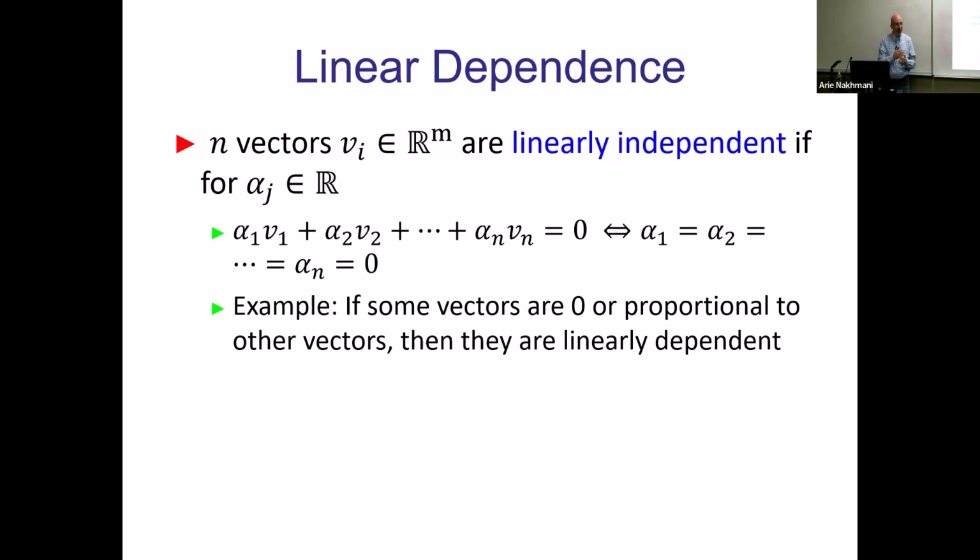Independence means that you cannot write any of the vectors in your group as a linear combination of other vectors in the group. Now, mathematically, you write it the following way. So practically any coefficient alpha 1 times your first vector plus alpha 2 times the second vector plus and so on. So this linear combination is equal to 0. Pay attention that this is a vector of zeros. This is not the number zero, right? Because a sum of vectors of size m will be a vector of size m.